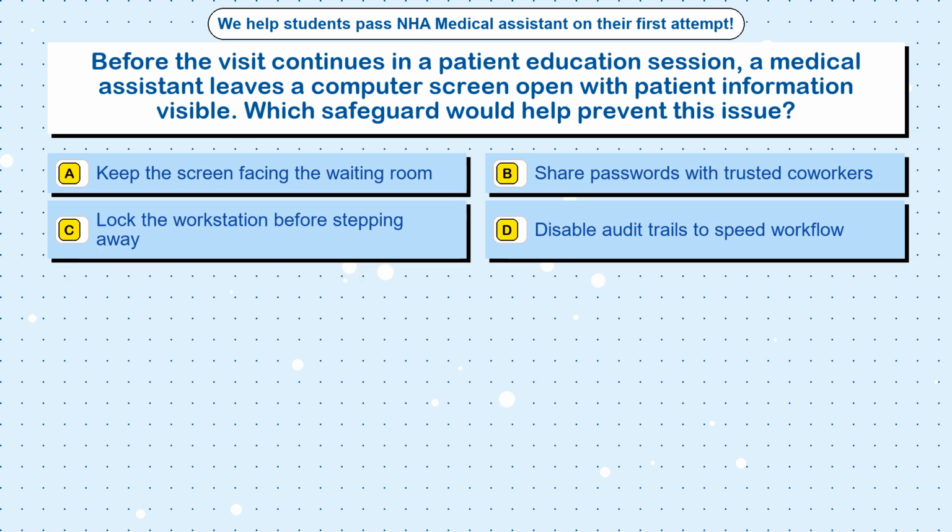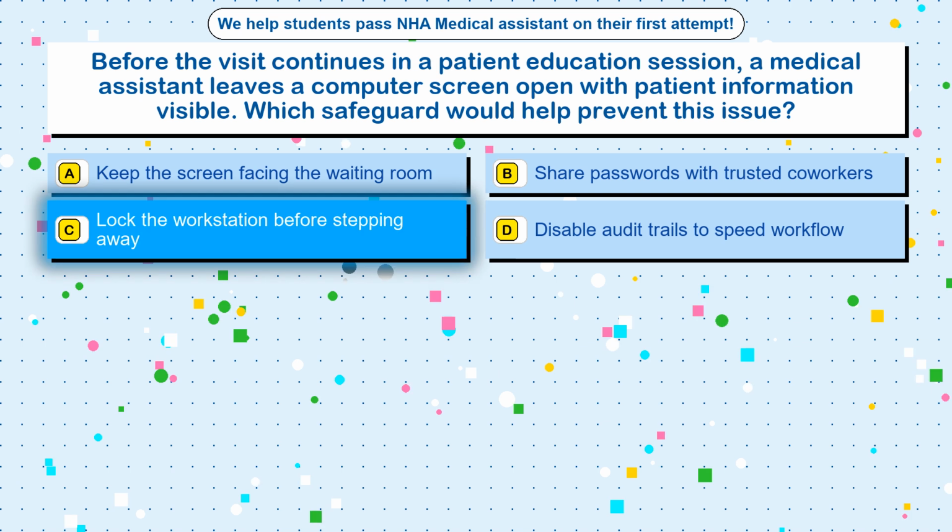Question 5. Before the visit continues in a patient education session, a medical assistant leaves a computer screen open with patient information visible. Which safeguard would help prevent this issue? Option A, keep the screen facing the waiting room. Option B, share passwords with trusted co-workers. Option C, lock the workstation before stepping away. Option D, disable audit trails to speed workflow.